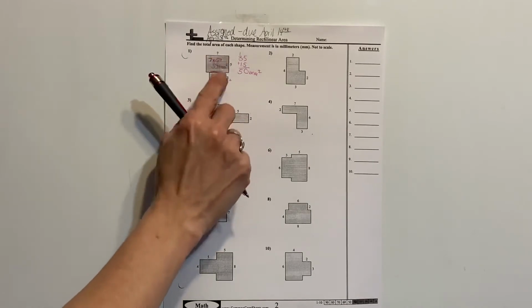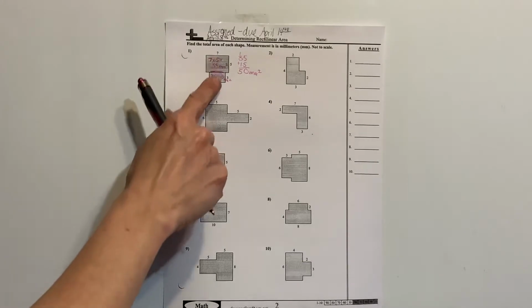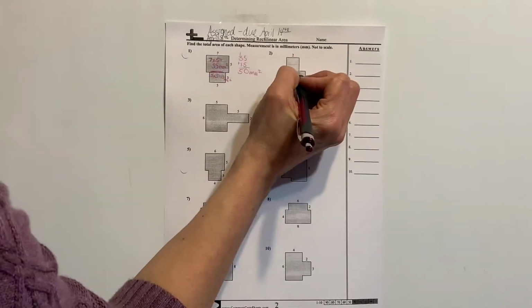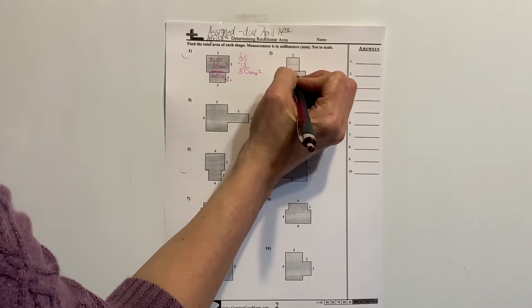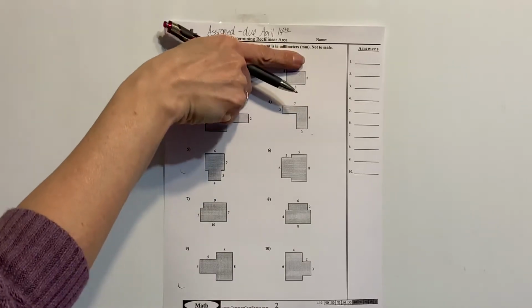So once I find the two rectangles, I have to find the area of each one of them, and then I have to put the areas together, which means to add. Now with this one, it's going to be a little different. It's going to be a little more thought process for me. Okay, so now I've got to find the two rectangles. Well, now I've got a rectangle here and I've got a rectangle here.